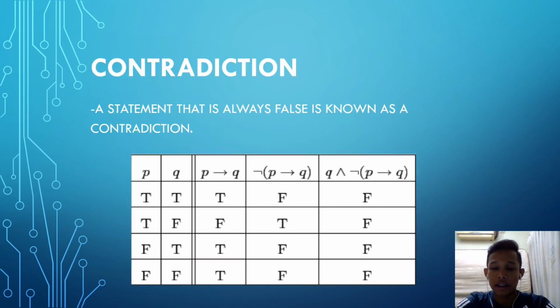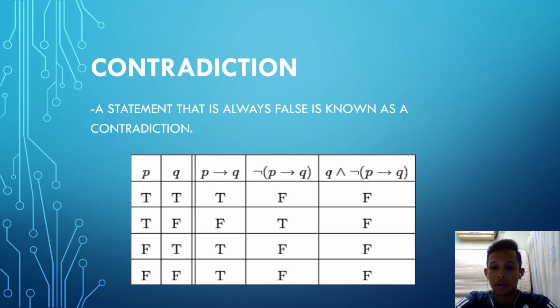Next is contradiction. Contradiction is a statement that is always false in the final column. So P implies Q will become true, false, true, true. And negation of P implies Q will become false, true, false, false. Because when P is true, then negation of P is false, so the statement must be opposite to P implies Q. So it will become false, true, false, false.